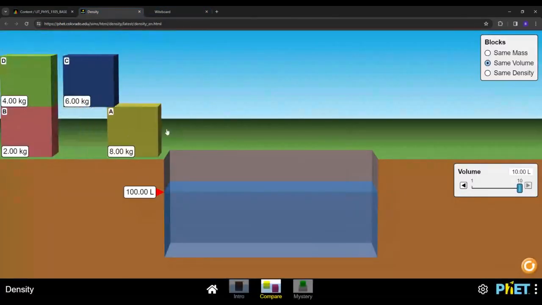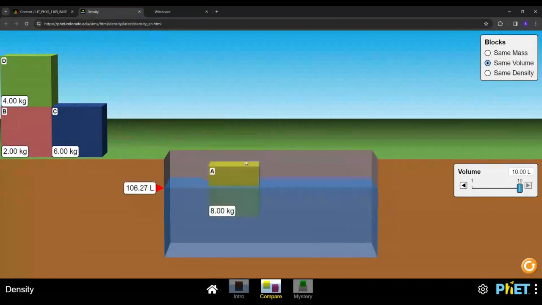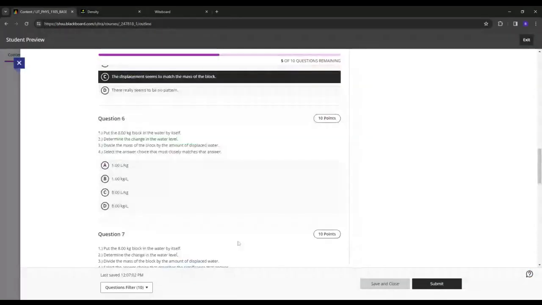Let's try this now with the 8 kilogram block. What we want to keep in mind here, and this is sort of foreshadowing for a future question, is that the block is set to have a volume of 10 liters. What we've measured over here is the change in the water level, so the amount of water that's been displaced. So be careful not to misconnect these pieces of information.